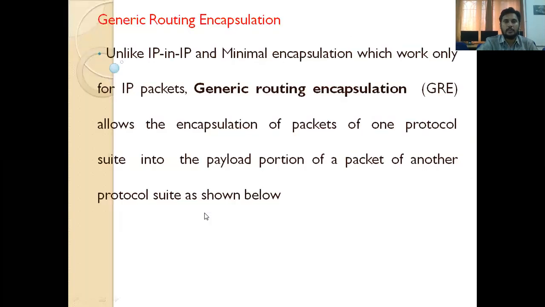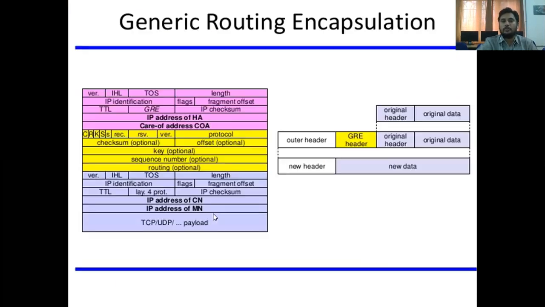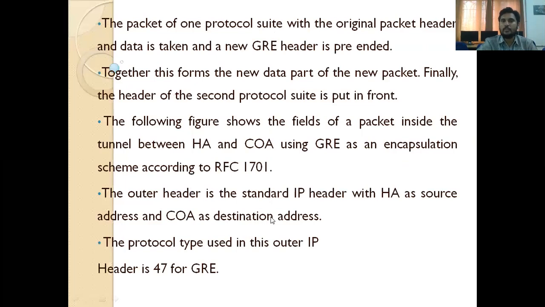So that's why generic routing encapsulation allows the encapsulation of packets of one protocol suite into the payload portion of a packet of another protocol suite. The packet of one protocol suite with the original packet header and data is taken, and a new GRE header is prepended. Together this forms the new data part of the new packet. Finally the header of the second protocol suite is put in front of the older one.